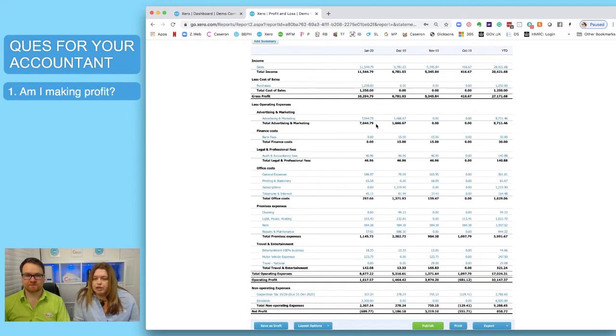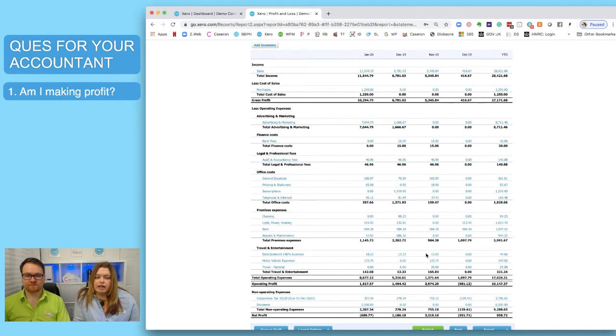So the first thing we should be looking at is whether we are making a profit. We're looking at the operating profit rather than the net profit at the moment. This is our earnings before we've looked at corporation tax or dividends or anything like this. So this is what we are likely to be paying tax on in our business.